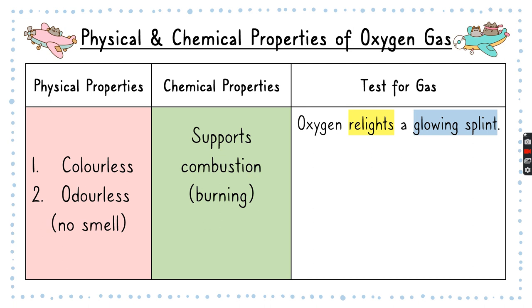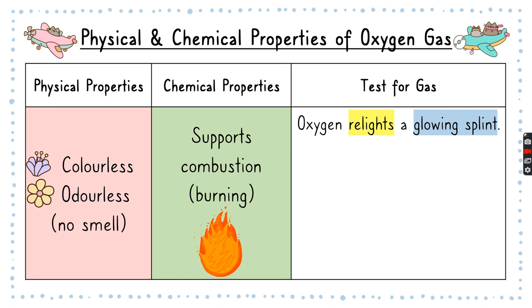And when we talk about physical and chemical properties, we refer to the color, and does it have a smell. So can you see oxygen gas? Not really. Actually, no. So it is actually colorless, so that's a physical property. And it is also odorless, means that it doesn't have a smell. The chemical properties of oxygen gas is, what kind of chemical reactions can it do? So oxygen gas supports combustion, that means burning. So without oxygen, then burning cannot be sustained.